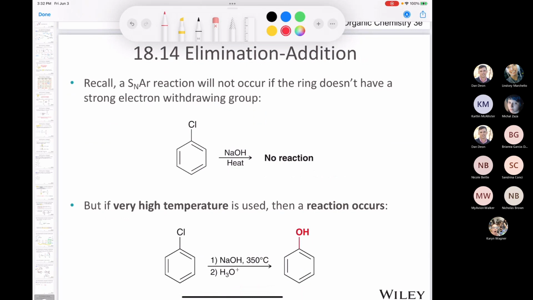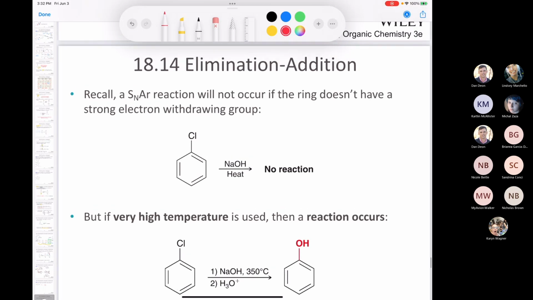But let's cover the very last section of chapter 18. I think this is the last section, except for just distinguishing between the different types of mechanisms. And this is elimination addition. Are you ready for something kind of crazy for your last section of the chapter? We're going to talk about this molecule that I told you about last class. You have a triple bond incorporated into an aromatic ring like this. Oops, that's not very pretty. Something like this. We call this benzyne.